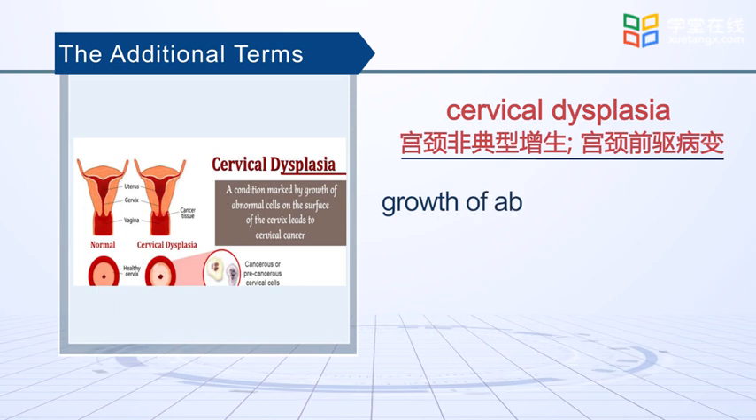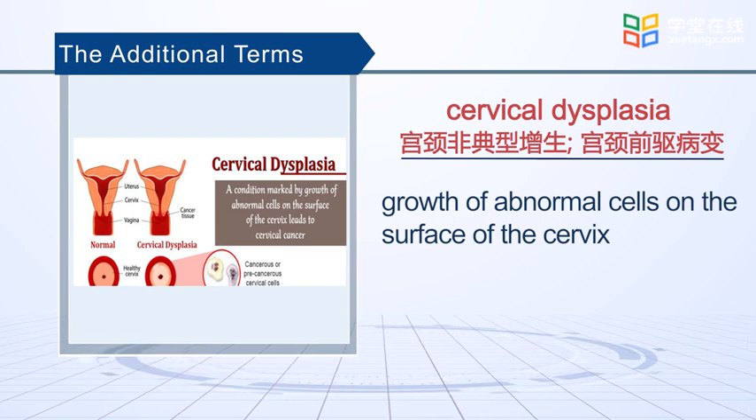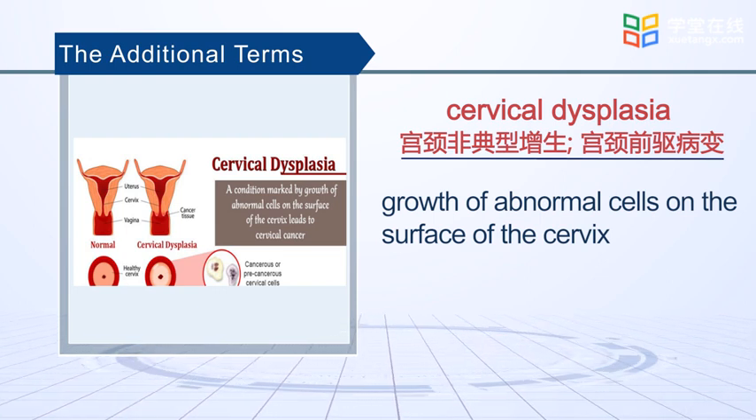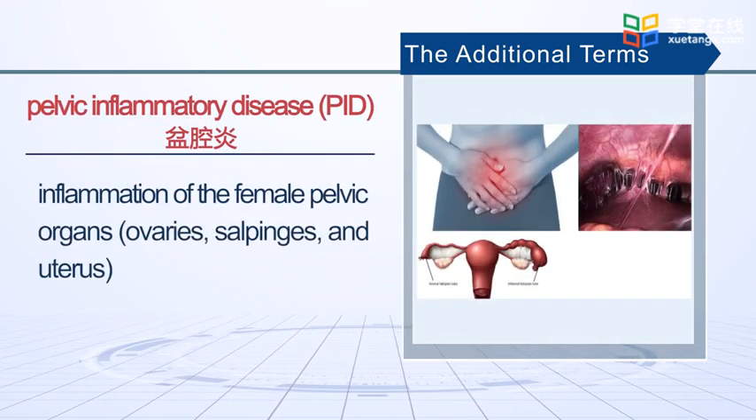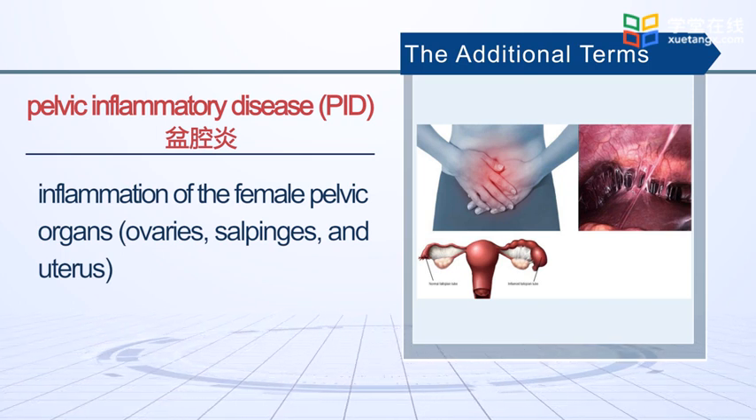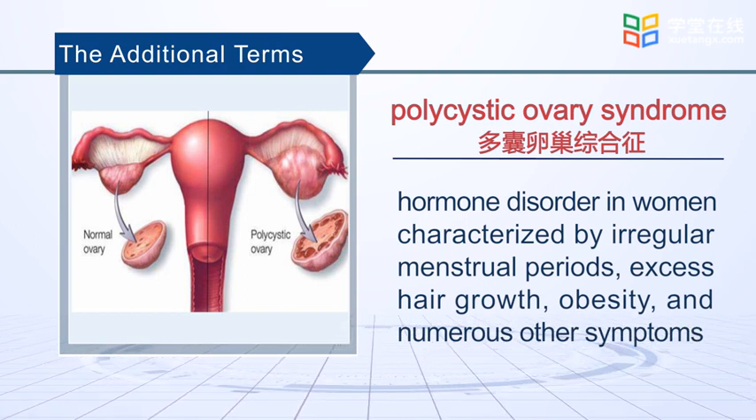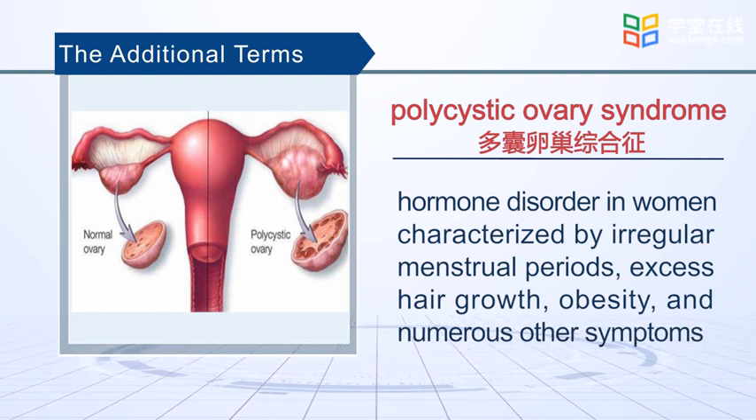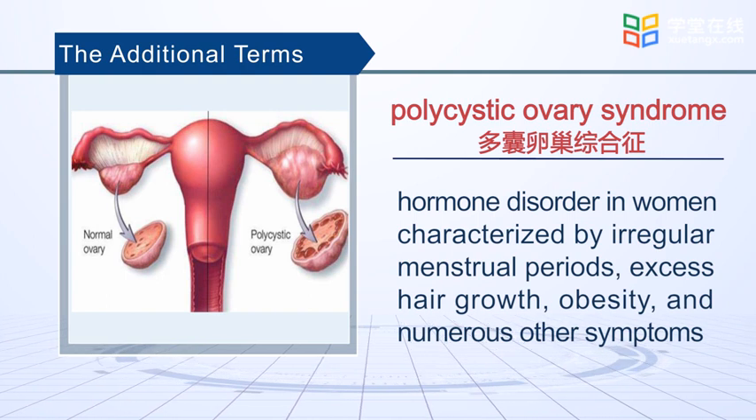Cervical dysplasia. It is growth of abnormal cells on the surface of the cervix. Pelvic inflammatory disease, or PID. It is inflammation of the female pelvic organs, such as ovaries, salpinges, and the uterus. Polycystic ovary syndrome. It is a hormone disorder in women, characterized by irregular menstrual periods, excess hair growth, obesity, and numerous other symptoms.